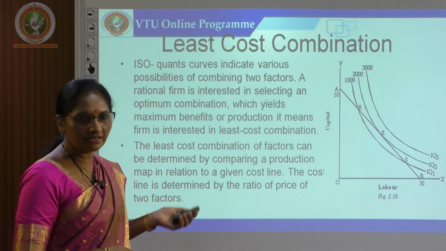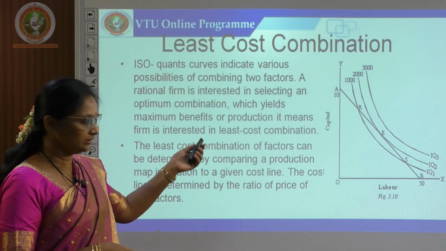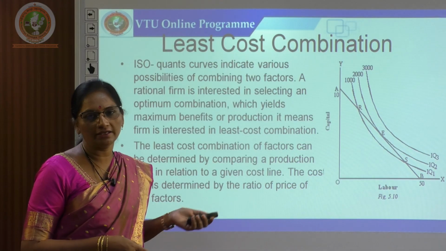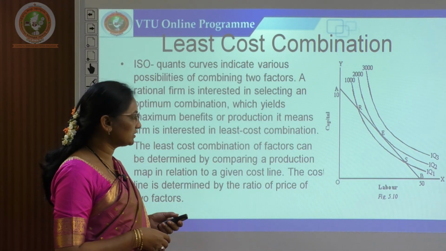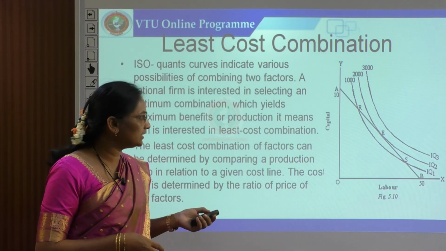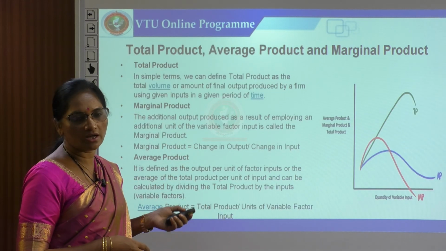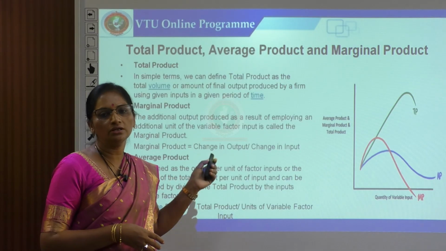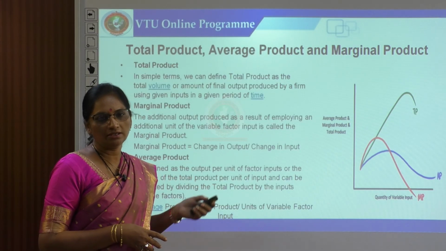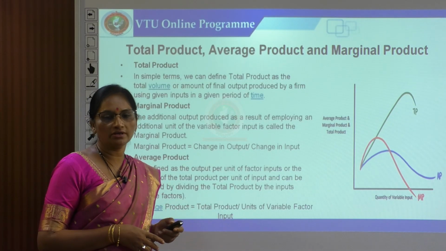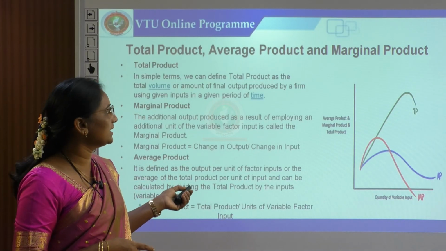Last class I explained about least cost combination. One best combination can be chosen with the help of the cost line and the indifference curves, which we understood in the last class. We also understood about the total product, average product and marginal product, which we can use in the short run production analysis, and the typical behavior of these products in the short run.